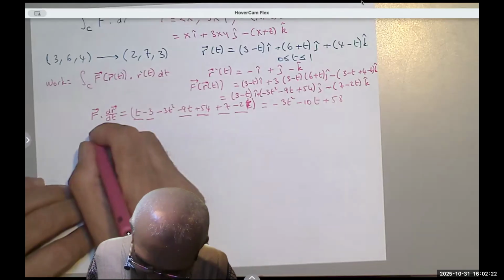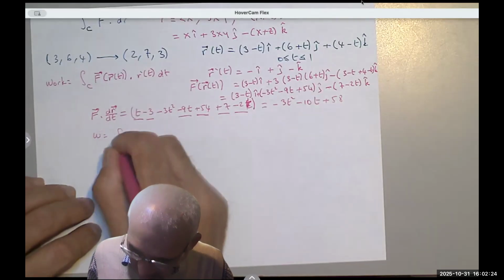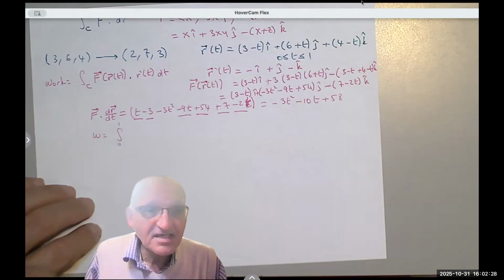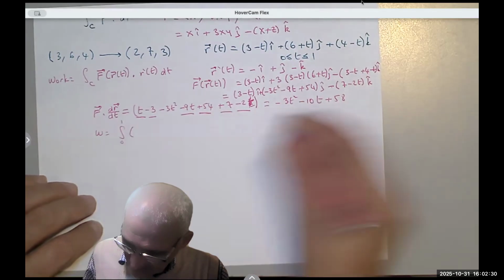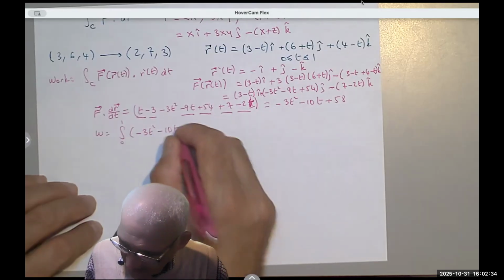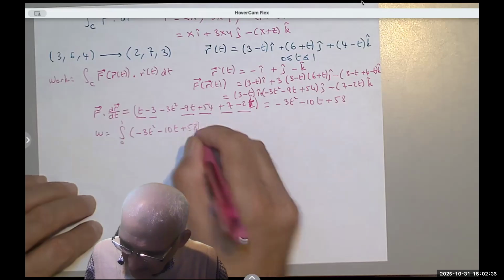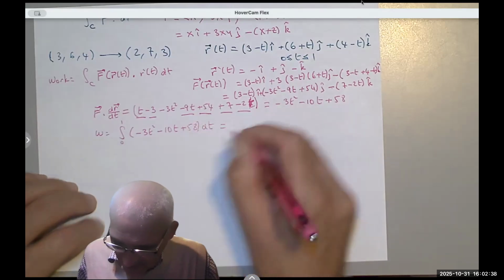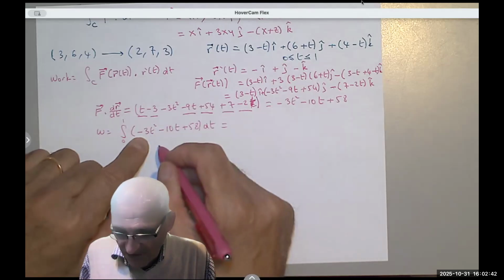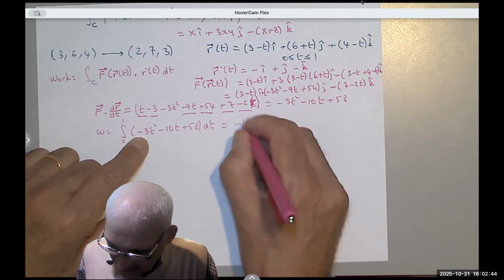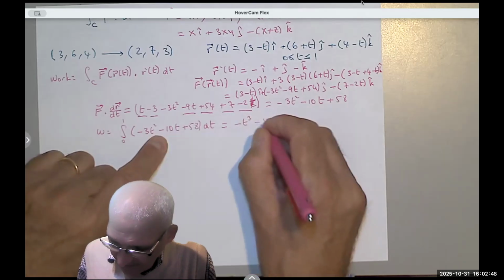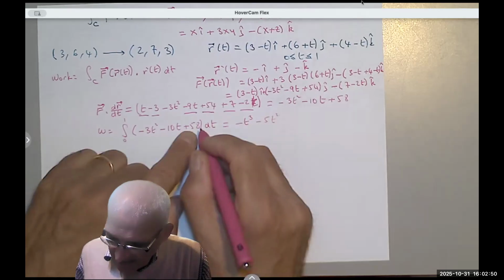And finally, I say the work equals the integral. Notice the t goes from 0 to 1. I made it easy on myself. Of these quantities, negative 3t squared minus 10t plus 58 dt. So it equals negative 3 times t cubed over 3. So the 3 and the 3 cancel and I get negative t cubed. T squared over 2 would make that negative 5t squared.